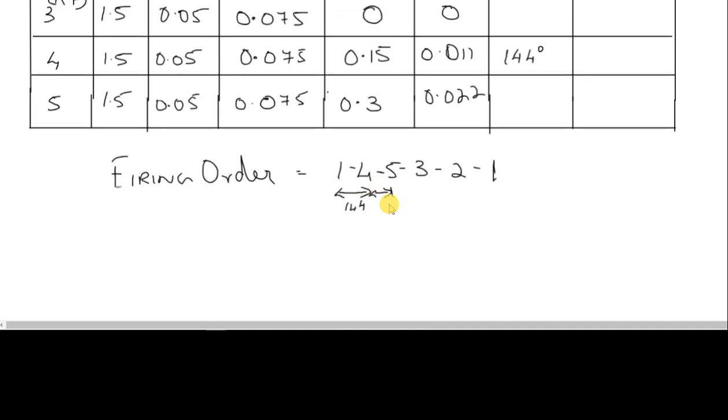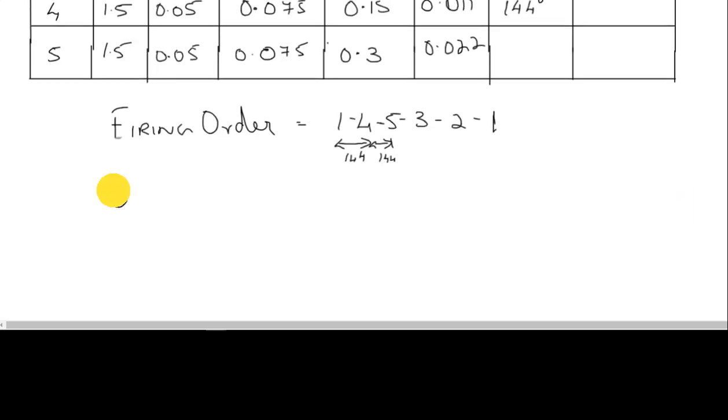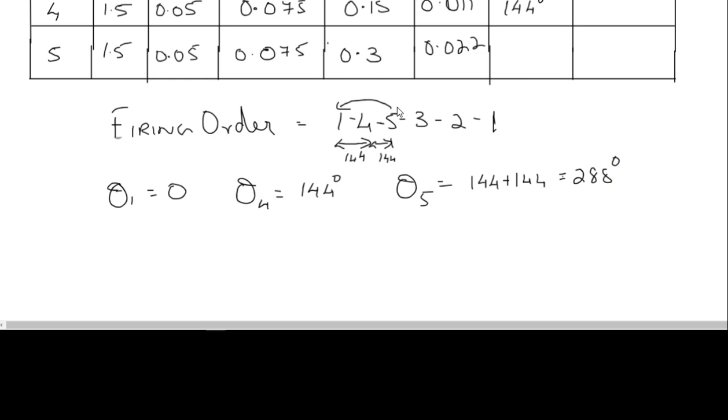The angular position between 4 and 5 will be another 144. So we can mention that theta 1 is equal to 0, theta 4 will be 144 degrees, and theta 5 will be 0 plus 144 plus 144, since we are taking the angle with respect to 0 at 1, that is the horizontal. So 144 plus 144 will be 288 degrees. Next that comes in the firing order 1, 4, 5, 3, 2 is the third one. Third with 5 is 144, but with 1 it is 288 plus 144, or 144 plus 144 plus 144. So theta 3 will be 288 plus another 144, which is equal to 432 degrees.